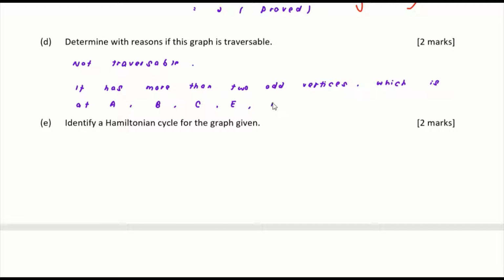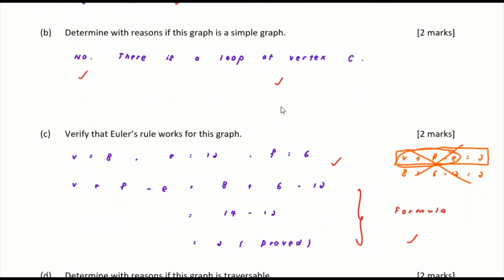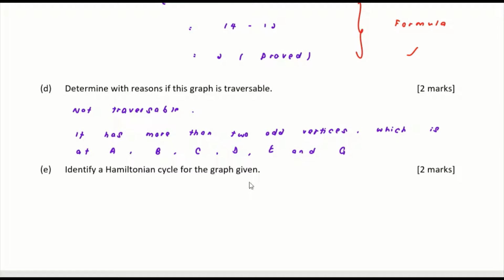Yeah, it's okay if you are not following the sequence, that's totally fine. But it will be better if you can put everything as neat as you can. Okay, so A, B, C, D, E, and G. Yeah, they are all odd vertices, odd degree. Alright, or you can write down that there are more than 2 vertices with odd degree. It's the same thing as when you write down it has more than 2 odd vertices.